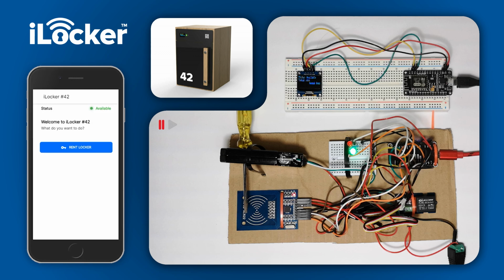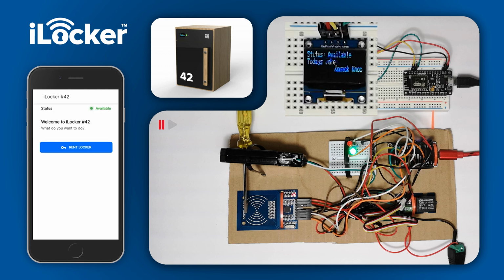To start off with, when you first walk up to the locker, the first thing you can see is if the locker is currently occupied or not. And the way you can see this is if the light is green or red. In our case, the light is green, so it is available for rental. We can also see that the locker has a small OLED screen, and when the door is closed, as it is now, the screen will display a joke of the day, which it fetches from the internet.